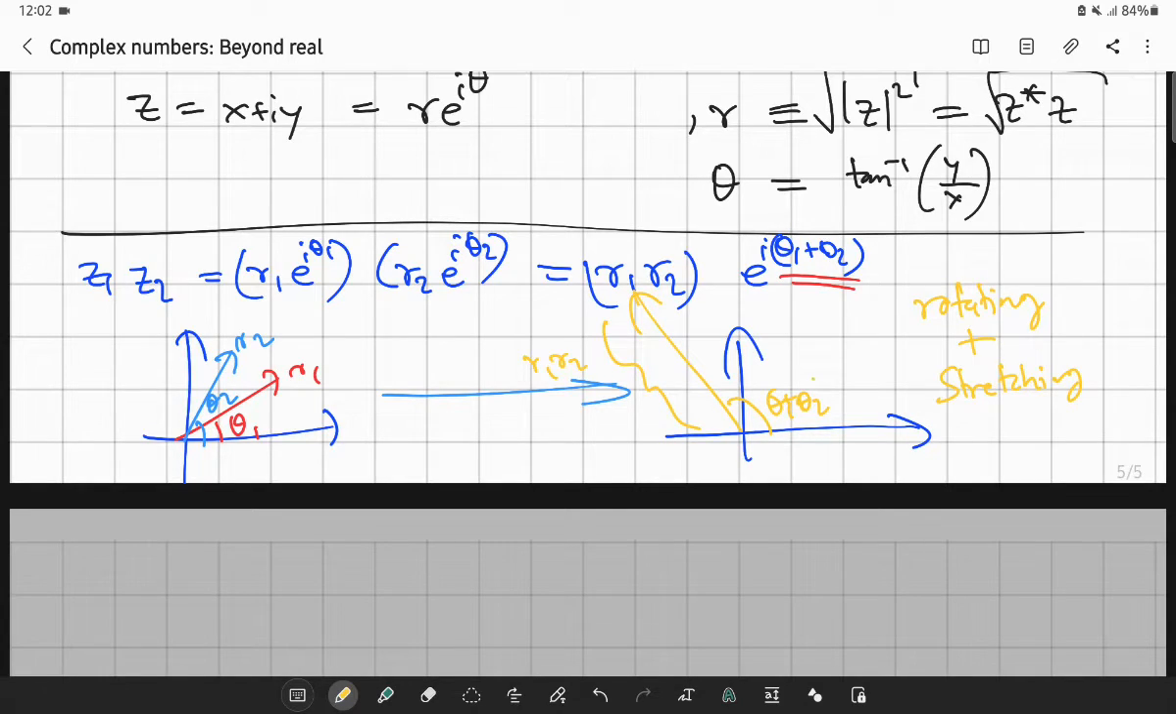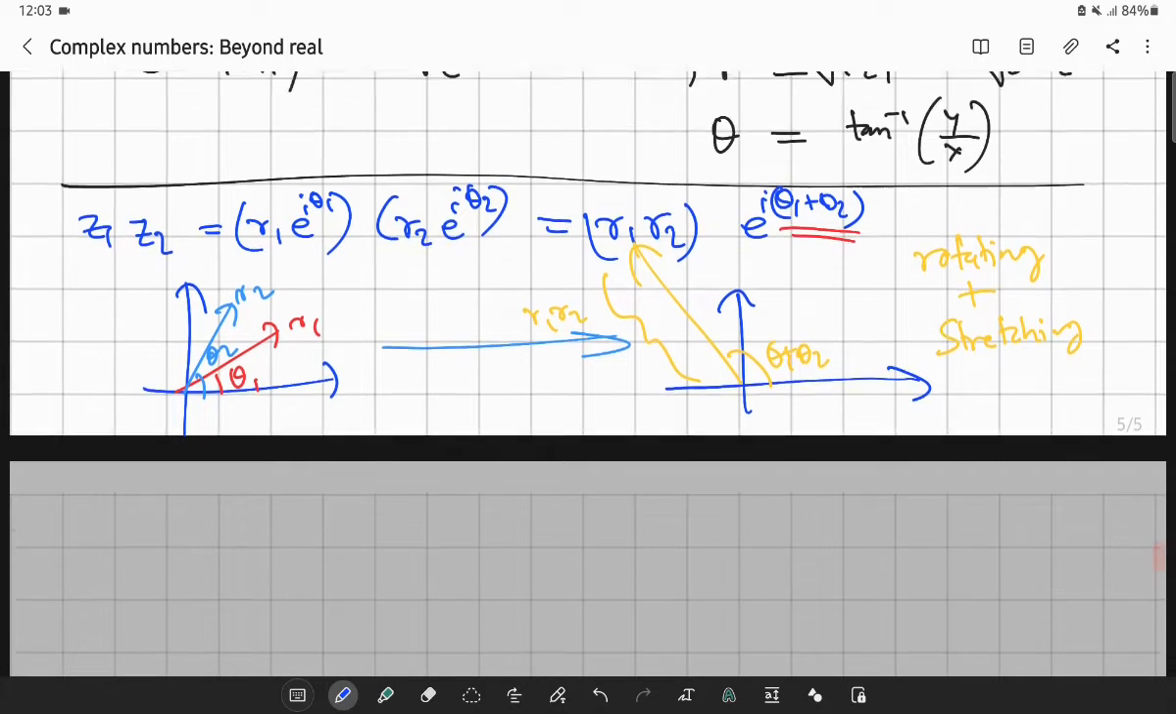Isn't this what we did? We just rotated it and stretched it by some amount. So this is like a transformation. And there is actually a matrix associated with this, but we don't really need this in this course. But if you're interested, there is a matrix that can do this.